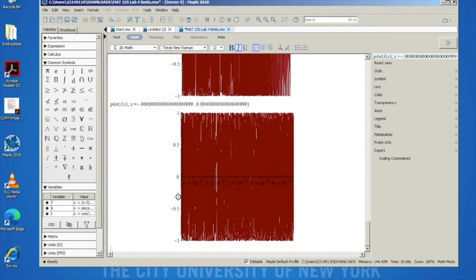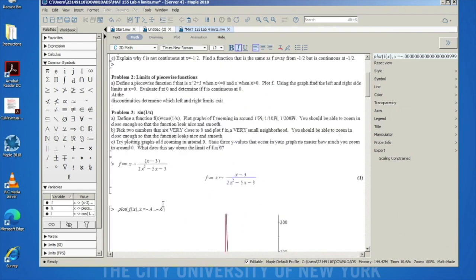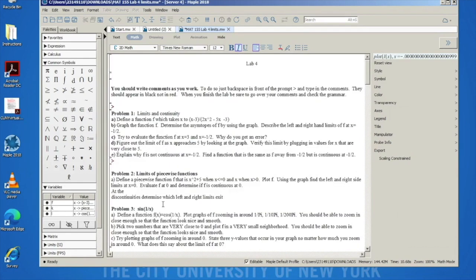And that is because we know that sine and cosine, both of them, oscillate. They go up and down, up and down, up and down in their period. That concludes lab 4. Again, lab 4 is due next week.